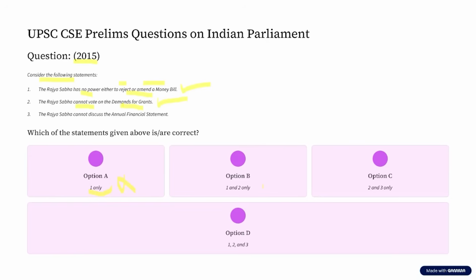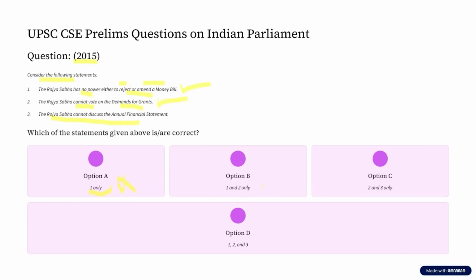So what do we have to do? We have to look into statement 3. Now, what is statement 3? The Rajya Sabha cannot discuss the annual financial statement. Now, we analyzed that Rajya Sabha can discuss the budget. What is the annual financial statement? Article 112. Nothing but the budget. Can Rajya Sabha discuss the budget? Yes, Rajya Sabha can discuss the budget. But can Rajya Sabha vote? No, Rajya Sabha cannot vote on the budget.